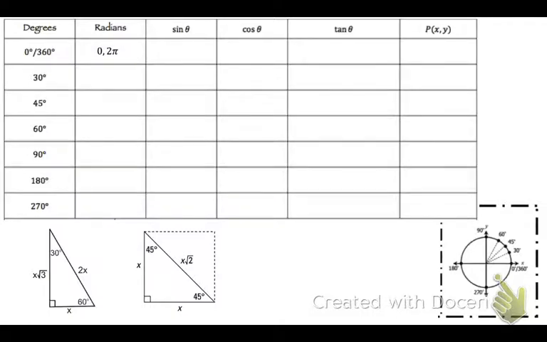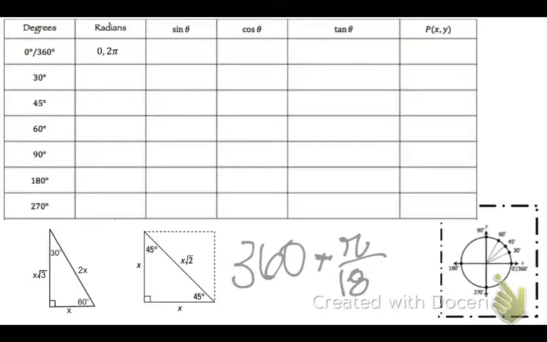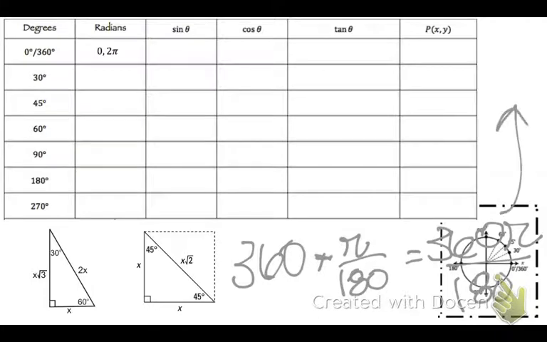Then 360 degrees as radians is 2 pi radians. And remember, to convert to radians, you do 360 times pi over 180. And you just reduce that, because that's 360 pi over 180, which equals 2 pi. Okay?